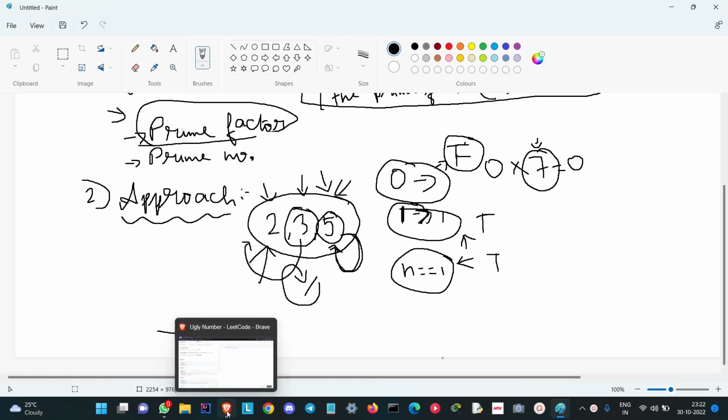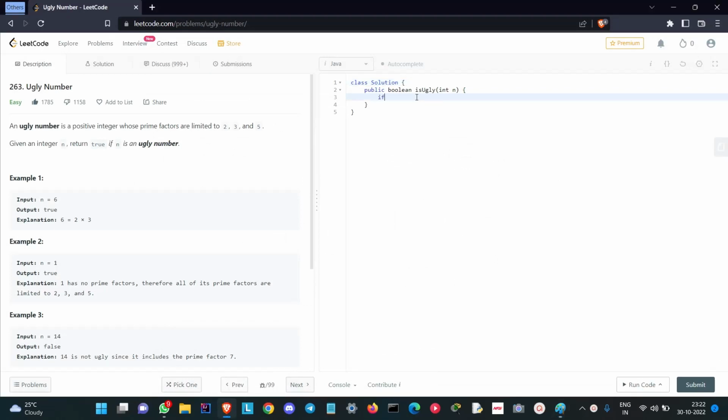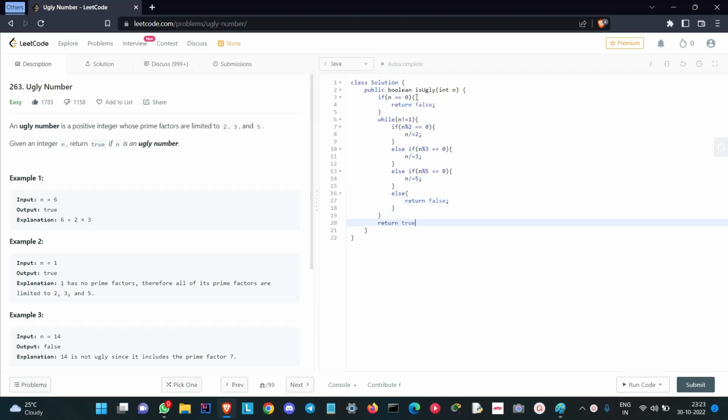Let's get into the coding section. Firstly we'll write the corner case: if n is 0, we'll return false. Or else, while n is not equal to 1, we first check if the number is divisible by 2. If it is divisible, we'll divide it by 2, else if n is divisible by 3, we'll divide it by 3, and then we check with 5. If it is divisible by 5, we'll divide it by 5. If it is not divisible by any of the numbers, we'll return false. Finally we'll return true, since in this case n will be 1. Let's check with the sample test. It's working. Let's submit it.